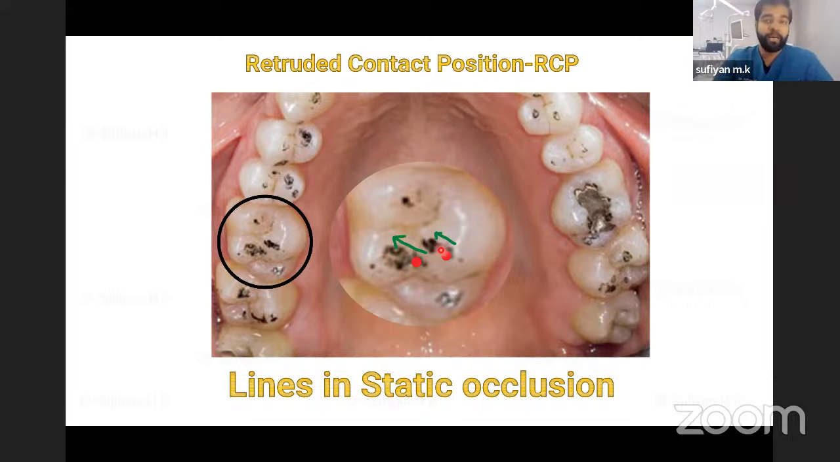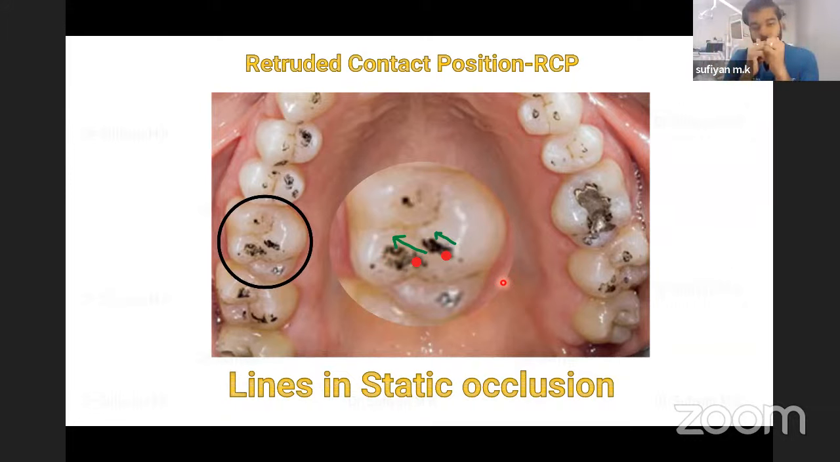But lines are not supposed to be in the static occlusion. So why is it happening? It is happening because there is overload of this occlusal area. So you need to reduce these drag marks. These are the occlusal interferences. This is called a hit and slide kind of occlusion. Okay. So the condyle, the mandible is biting.